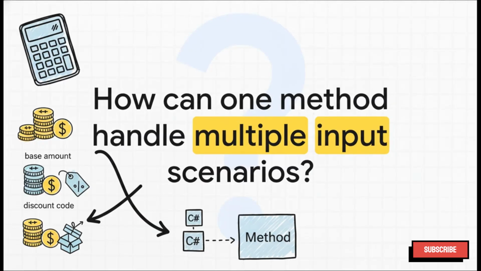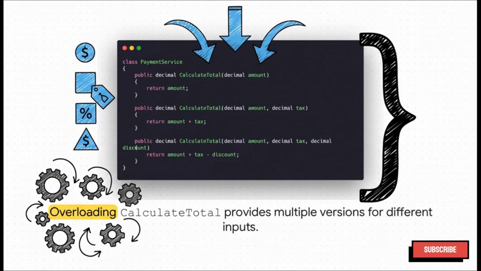Let's get specific. Think about a payment service. You need a way to calculate the final price. Easy, right? Well, what if sometimes you just have the amount? Other times you've got the amount plus tax, and then maybe you have all of that plus a discount. You don't want three different methods like calculate total with tax, and calculate total with tax and discount. That's just messy. So how do you make one clean method that can handle all of these situations? And the answer, my friend, is method overloading.